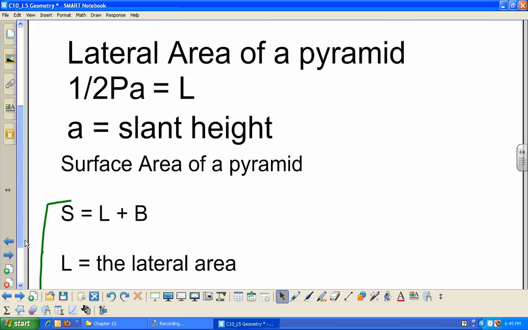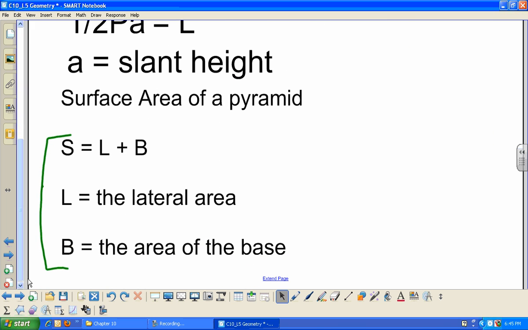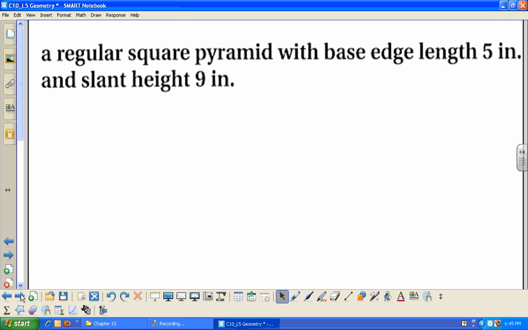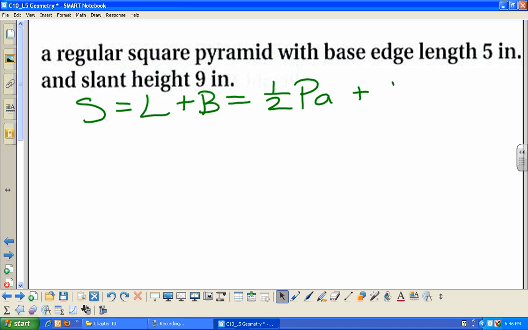To find the surface area of the pyramid, S is equal to L plus B. L is the lateral area, and B is the area of the base. Make sure to write down this information. If I'm looking for the surface area of a regular square pyramid with base edge length 5 and slant height 9, my surface area is equal to L plus B, which is also equal to 1/2 times the perimeter times my slant height plus the area of the base.